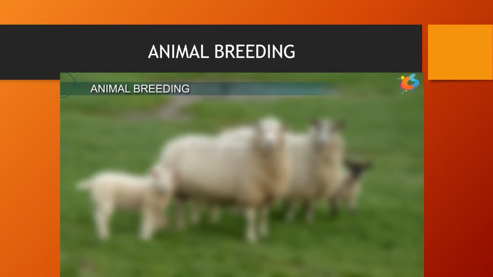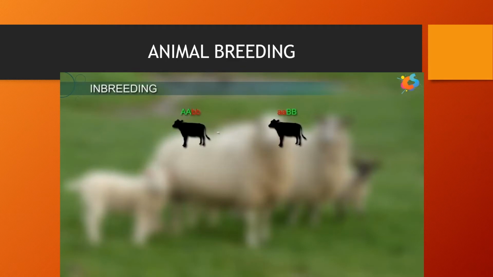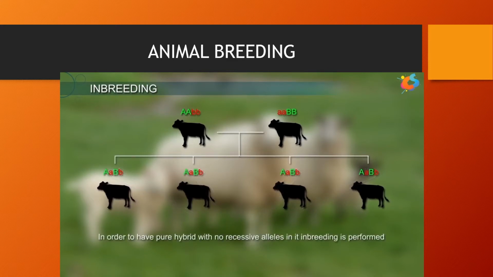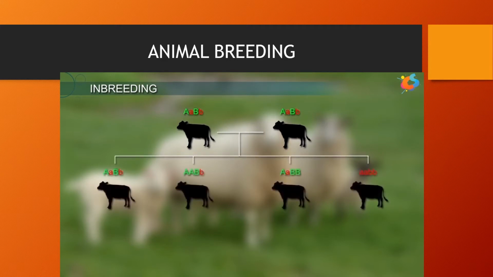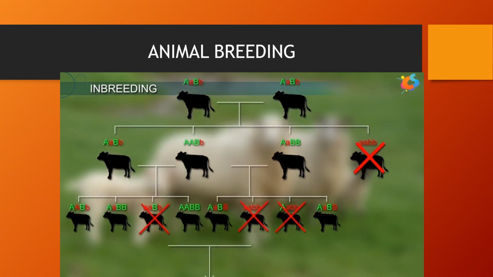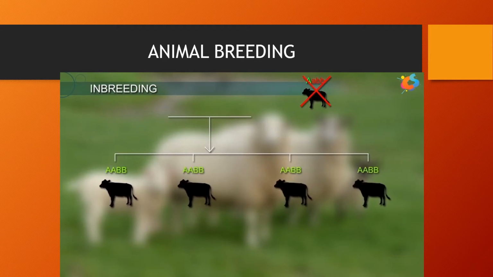Watch this video to understand more about animal breeding. Animal breeding is broadly classified into two types, inbreeding and outbreeding. Inbreeding. We have learnt that the first generation of crossbreed hybrid will have recessive allele in their genome. So in order to have pure hybrid with no recessive alleles in it, inbreeding is performed. In inbreeding, very closely related animals, generally brothers, cousins, etc., are mated with each other. In each generation, the animals that express recessive or harmful character are eliminated, and the remaining are bred again. After repeated inbreeding and selective selection, pure lines of hybrids with no recessive characters are obtained.